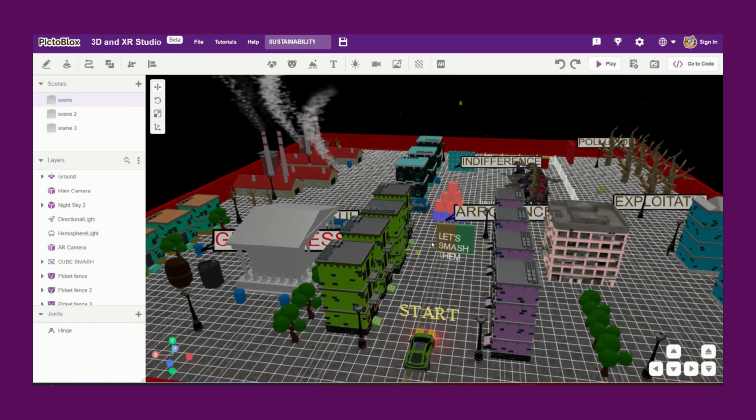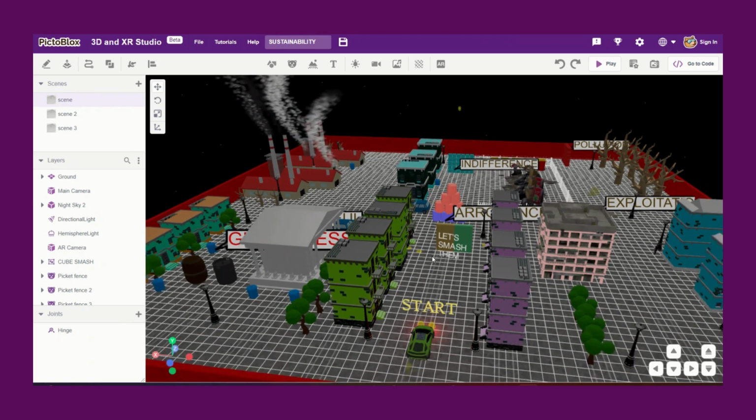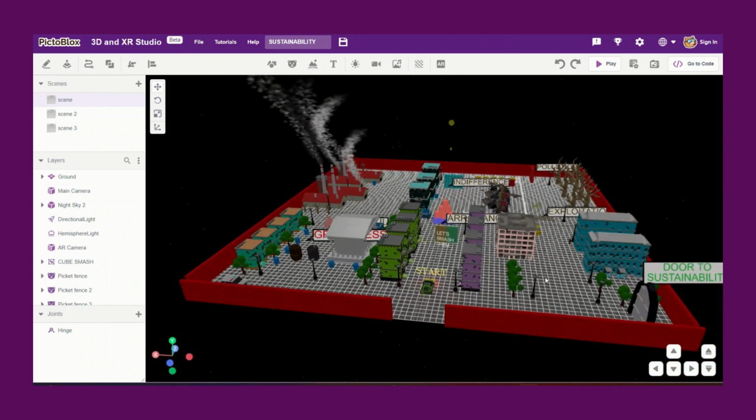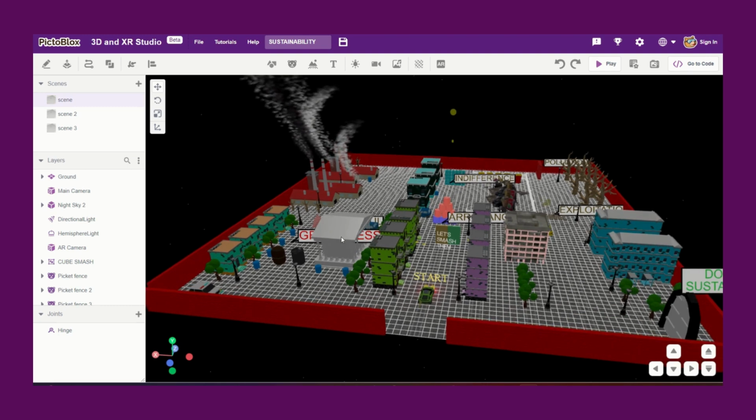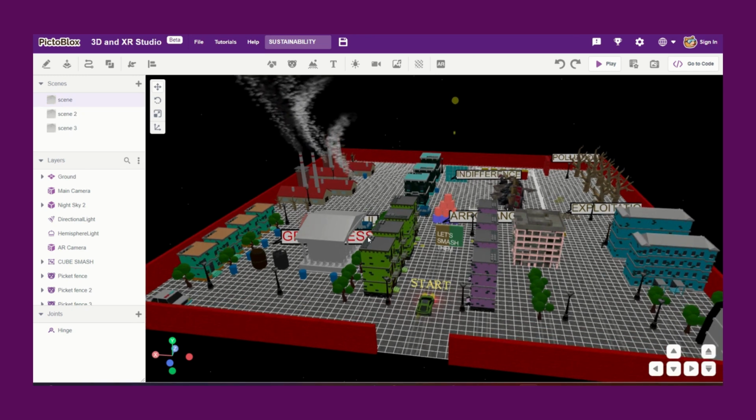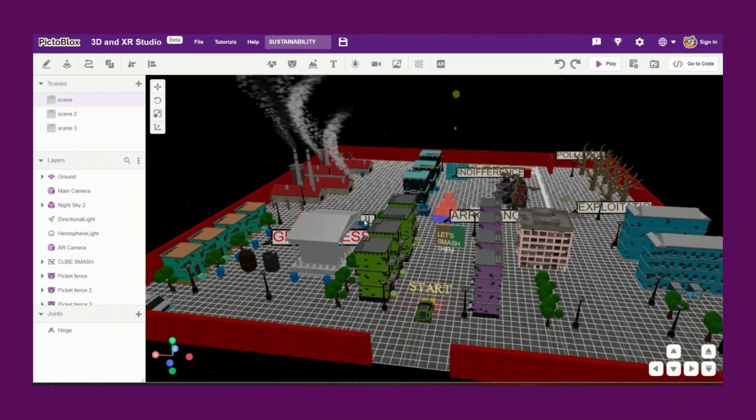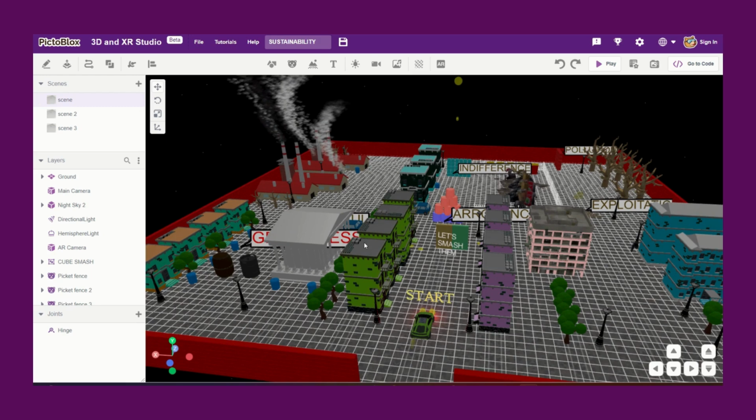So why sustainability? In an era where sustainability is increasingly essential, my capstone project is titled Door to Sustainability. Yes, it will utilize the innovative capabilities of Pictoblox 3D XR Studio. It will engage the users through interactive learning experiences. This project, as I said before, comprises 3 distinct scenes. Each is designed in such a way that it will promote sustainable practices while addressing critical environmental conditions and concerns. So the first scene which you see here features a car smashing game.